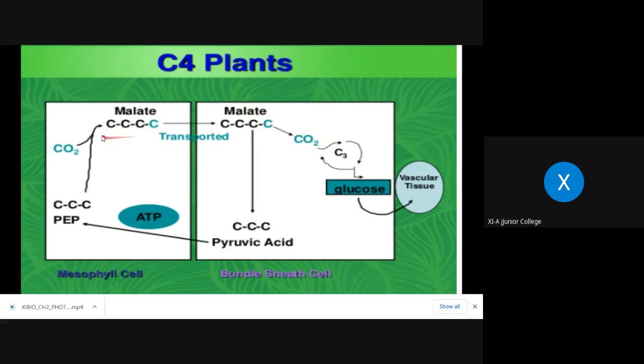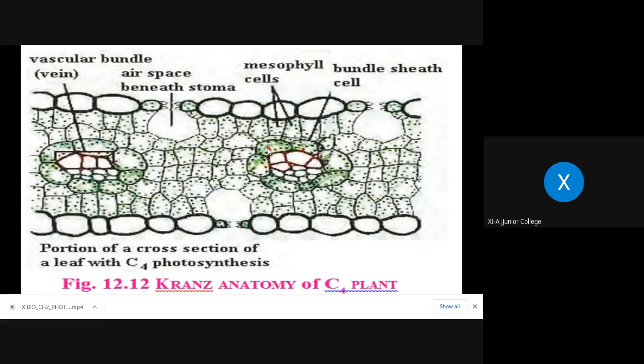Now these are the bundle sheath cells. In the previous diagram I will show you again. Through stomata, when CO2 is entering, the mesophyll cells show the presence of the 3-carbon compound, that is PEP. So that becomes a 4-carbon compound, that is oxaloacetic acid. Then this oxaloacetic acid gets converted into malic acid or malate, and this malate is then transported to the inner ring of cells called bundle sheath cells.